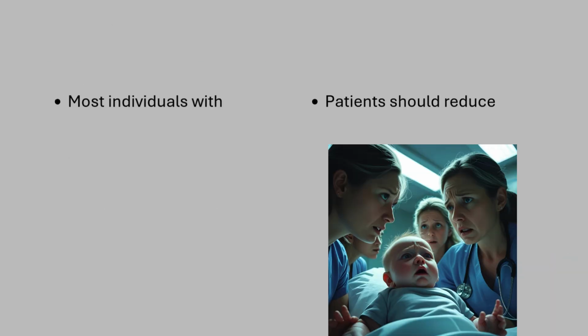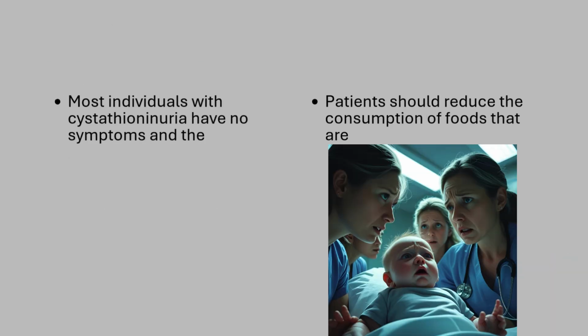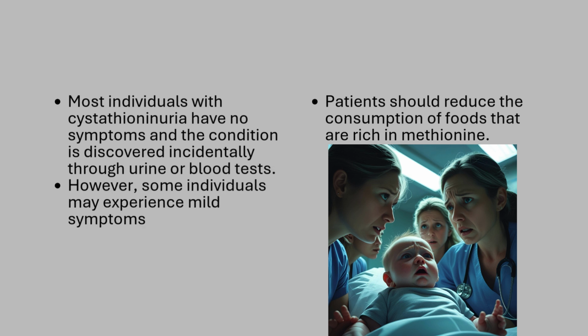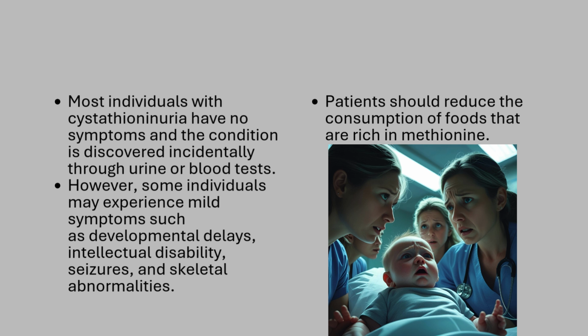Most individuals with cystathioninuria have no symptoms and the condition is discovered incidentally through urine or blood tests. However, some individuals may experience mild symptoms such as developmental delays, intellectual disability, seizures, and skeletal abnormalities. Patients should reduce the consumption of foods that are rich in methionine.